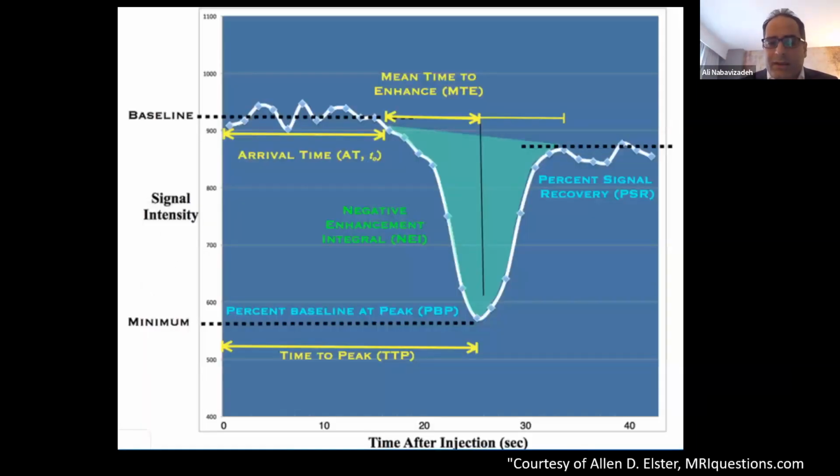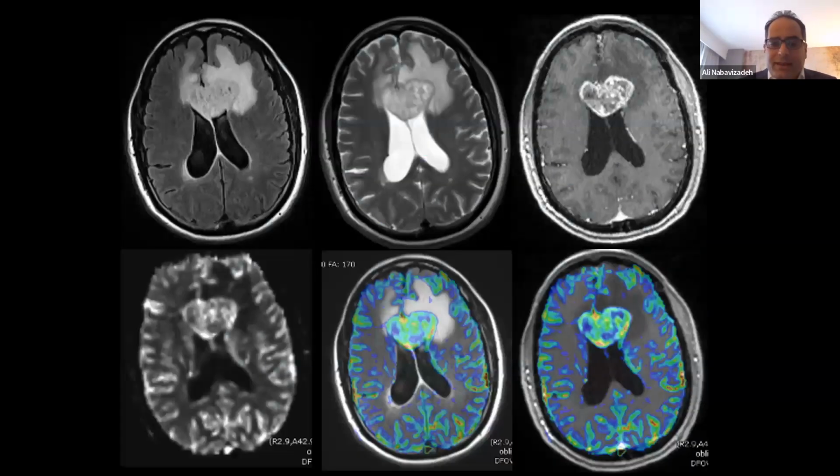We can measure the arrival time to the tumor. We can measure the area under the curve, time to peak, and percent signal recovery. So there are different ways that we can do it. And this is a semi-quantitative measure. If we do mathematical modeling, we can actually measure the cerebral blood volume, cerebral blood flow, and mean transit time.